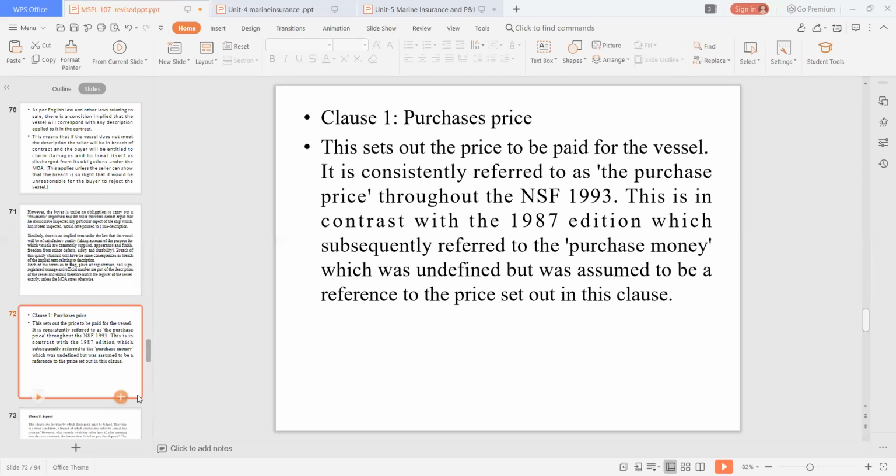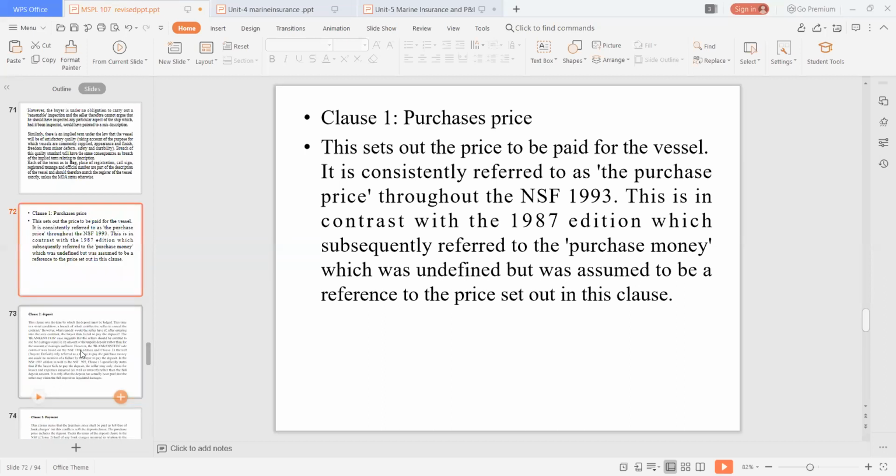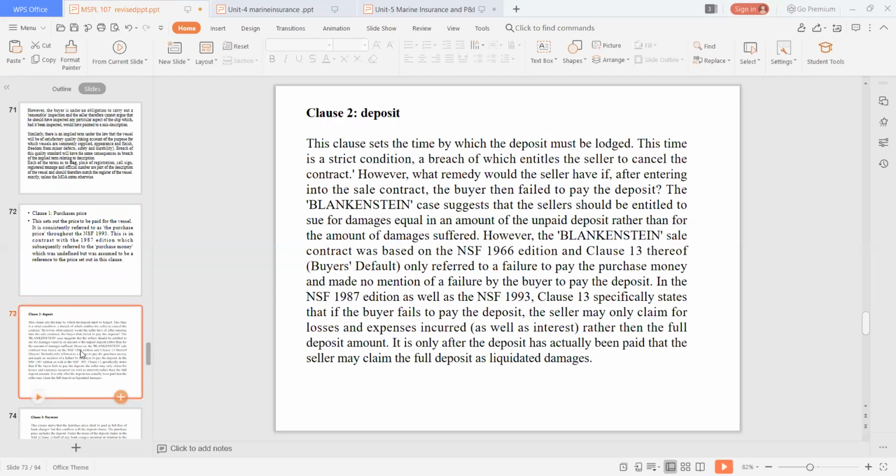Clause 1, purchase price, for a better understanding, and you can write the answer also. 1993, it happened. 87 is purchase money. Yeah. Clause 2 is deposit. See this. This clause sets the time by which the deposit must be lodged. This time is a strict condition, a breach of which entitles the seller to cancel the contract. However, what remedy would the seller have?